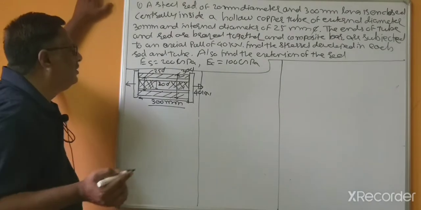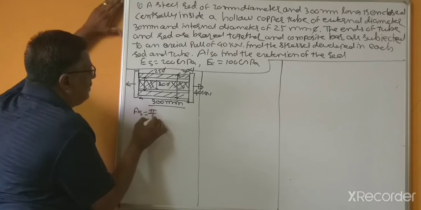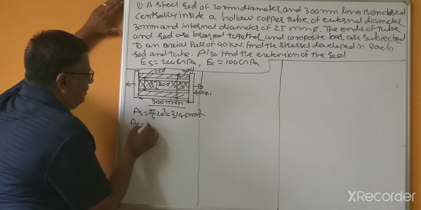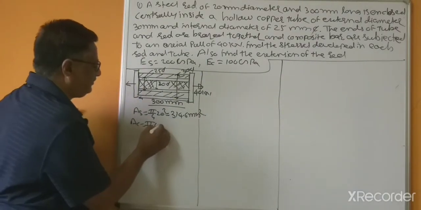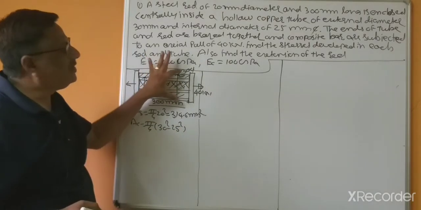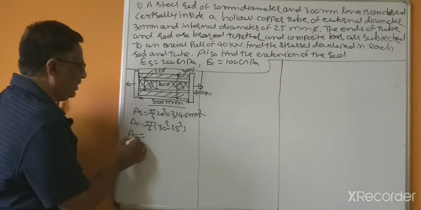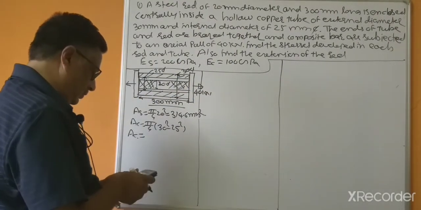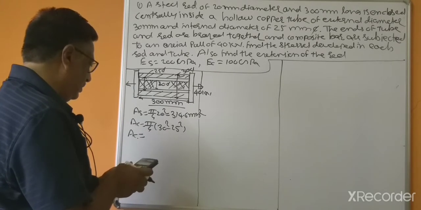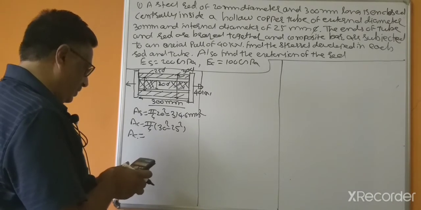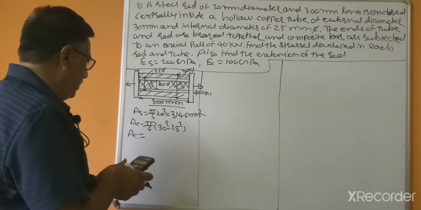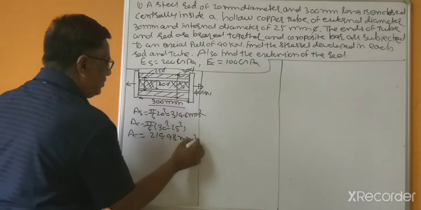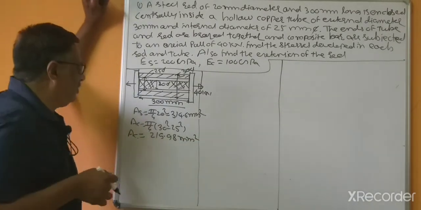First calculate AS equal to pi by 4 times 20 squared, which is 314.6 mm squared. AC equals pi by 4 times, for the hollow copper tube, external diameter 30 squared minus internal diameter 25 squared. That is 900 minus 625, multiplied by pi divided by 4, which is equal to 215.98 mm squared. And this is clear. So what are the next steps?